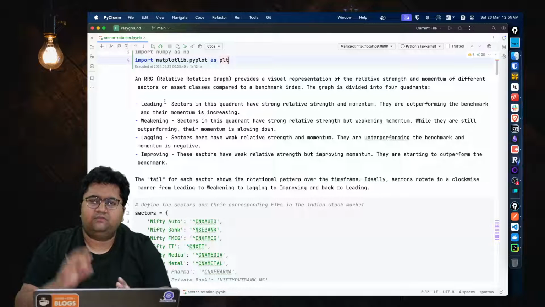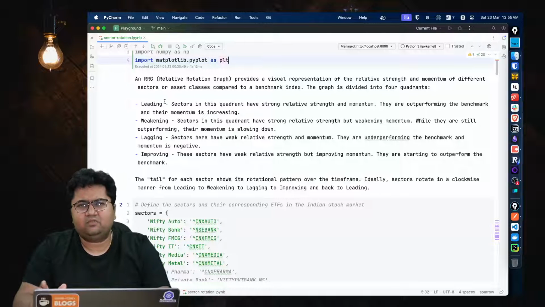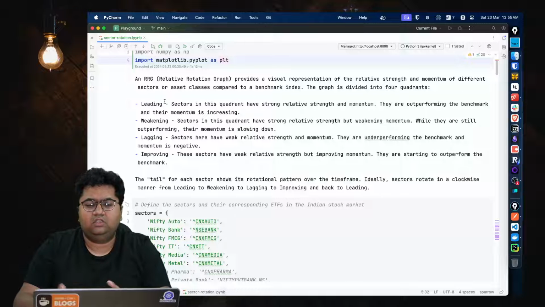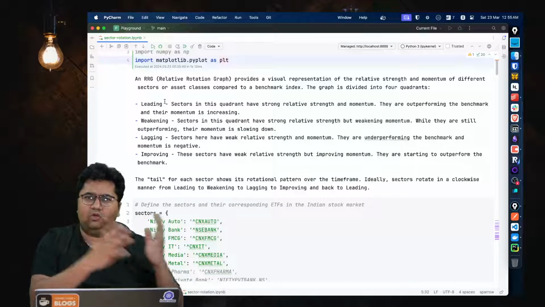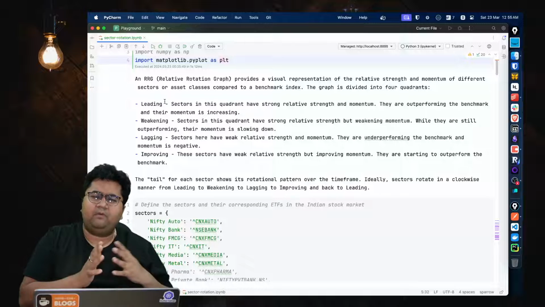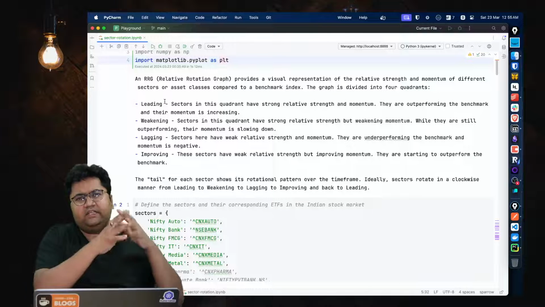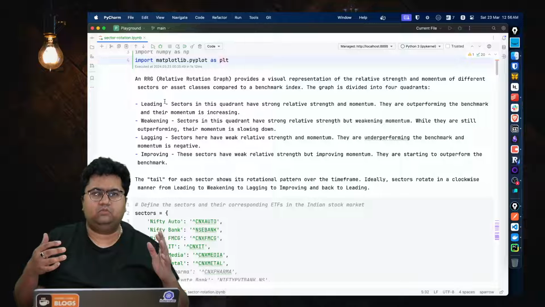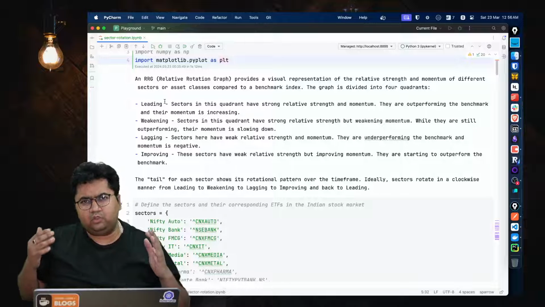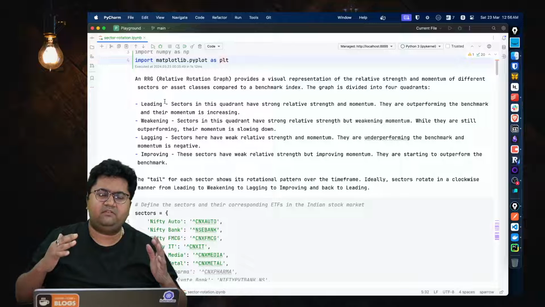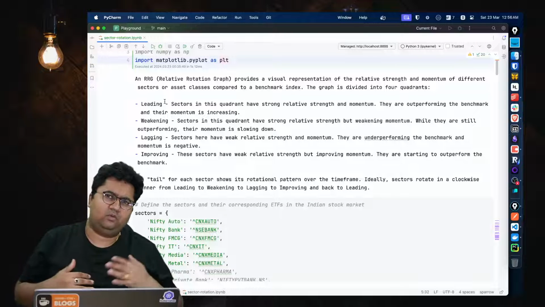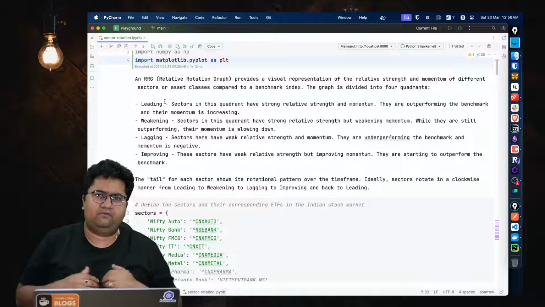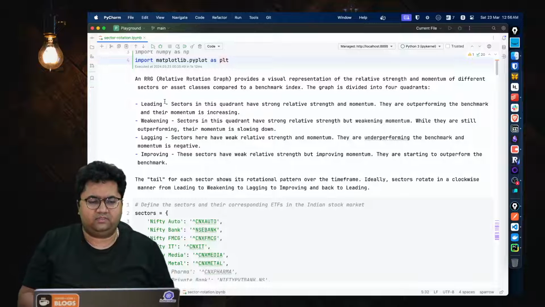The four quadrants are, first, leading. Sectors in this quadrant have strong relative strength and momentum, because they are outperforming the benchmark. You really want to pick things in here, or if you are more into a value style, you want to pick things that have been moving trajectory-wise in this space, so that you can find some sort of bull run around this.